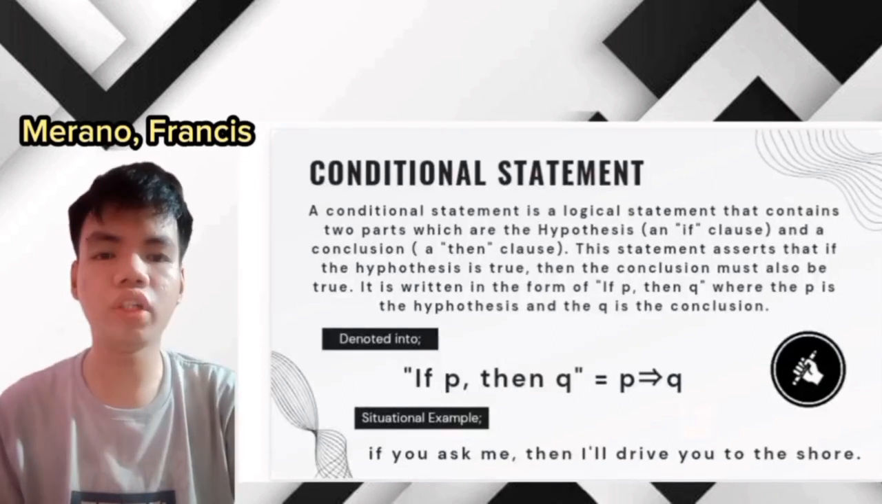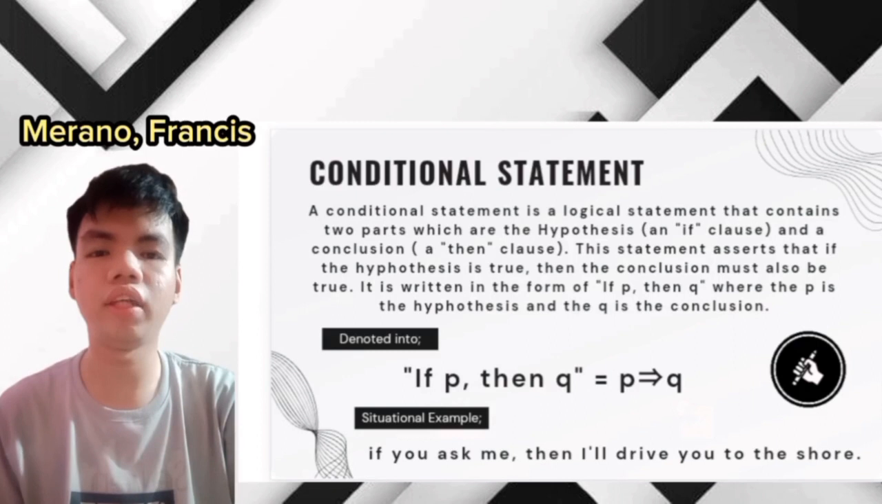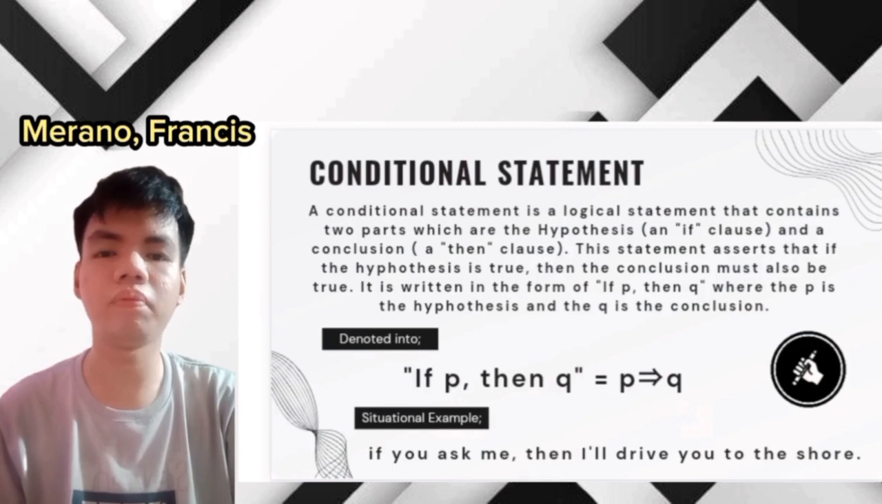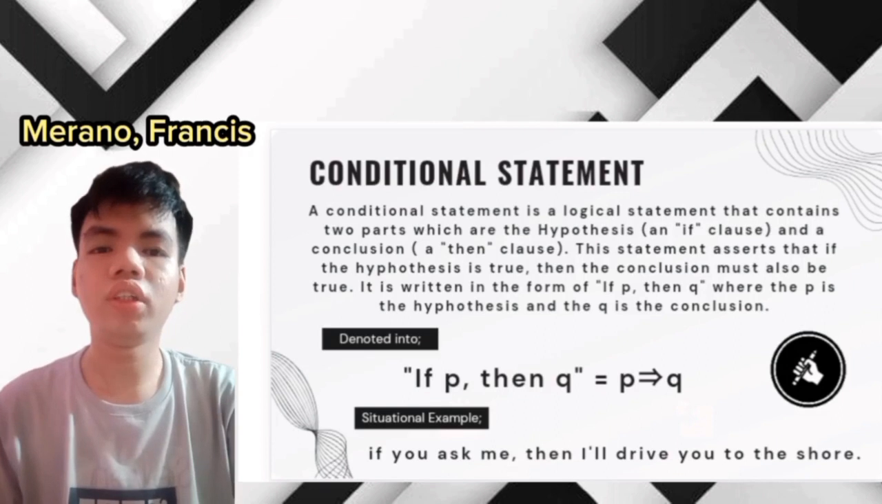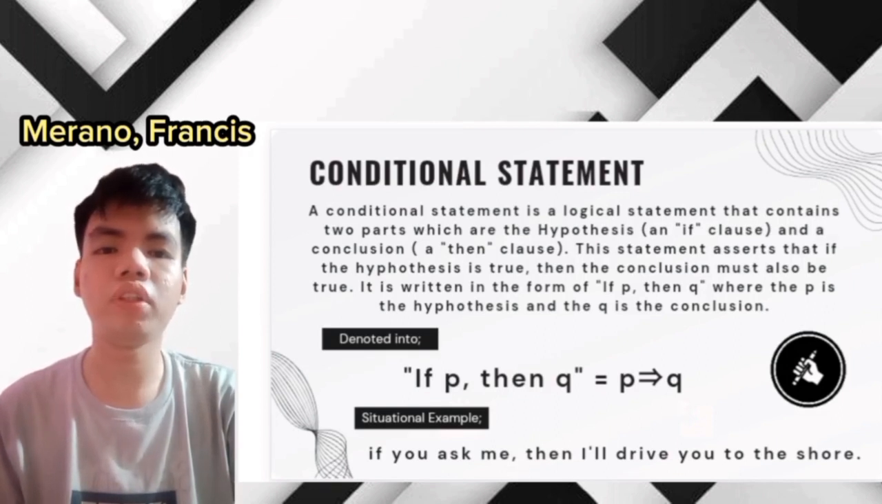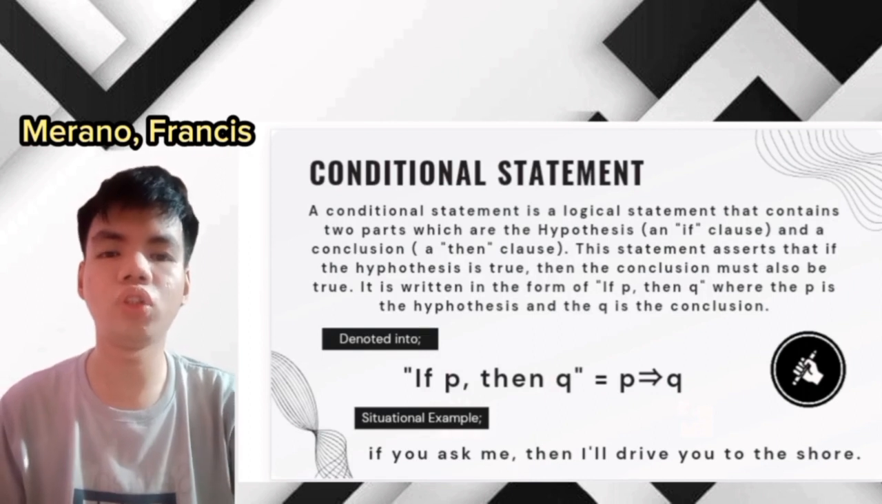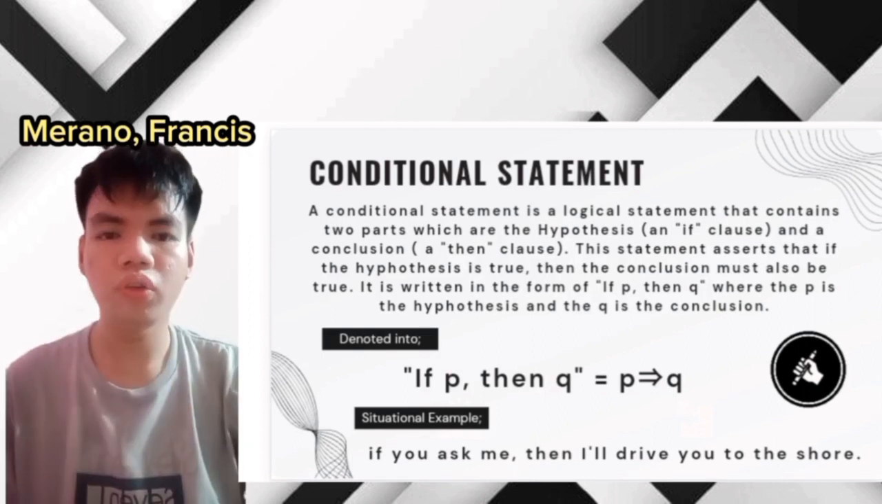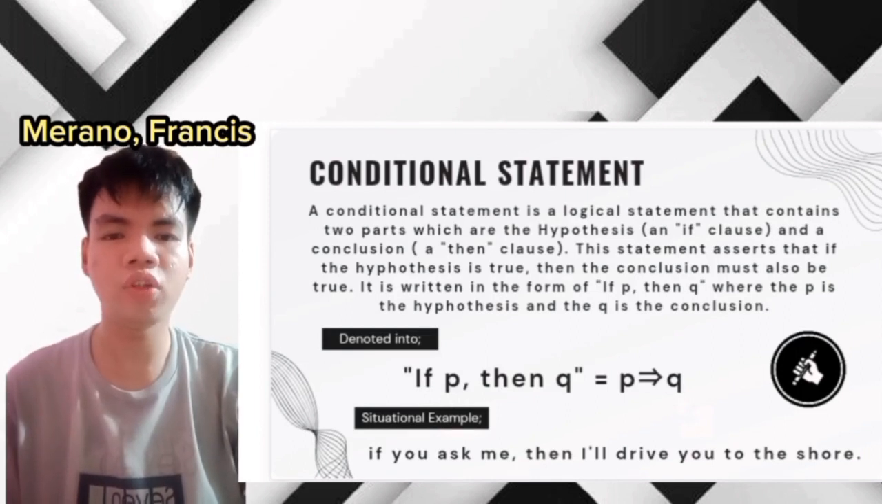Conditional statement. A conditional statement is a logical statement that contains two parts, which are the hypothesis, an if clause, and a conclusion, a then clause. This statement asserts that if the hypothesis is true, then the conclusion must also be true. It is written in the form if P then Q, where P is the hypothesis and Q is the conclusion. Denoted as if P then Q equals P implies Q.